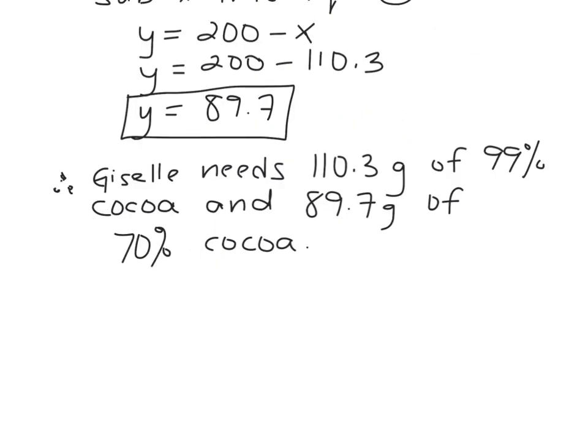So now that I have my answers, I can go ahead and write a concluding statement. So we can say, therefore, Giselle needs 110.3 grams of 99% cocoa and 89.7 grams of the 70% cocoa. Remember that our chocolate weight was measured in units of grams, so be sure to include those units in your final statement.